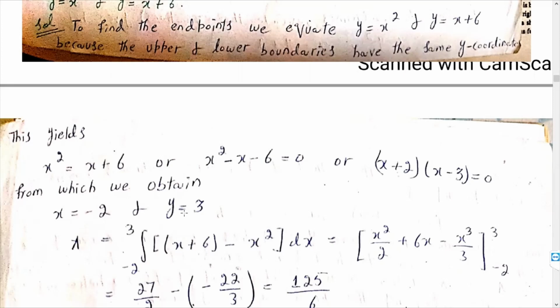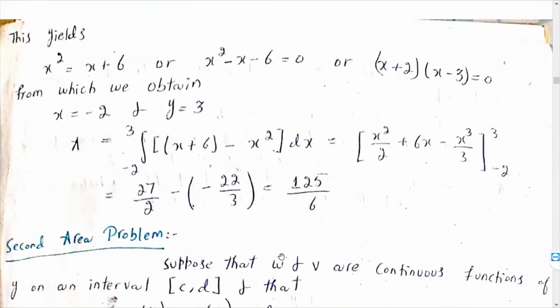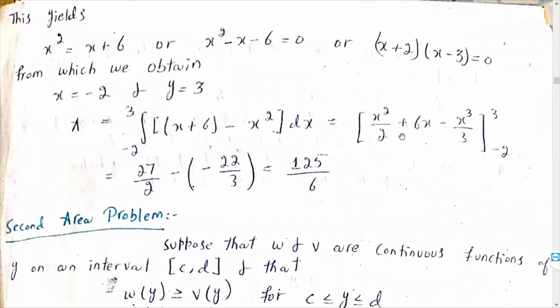What is the upper function? The upper function is x plus 6, as it is the equation of a line which is 6 units up, and this is the equation of a parabola. So this is the upper function, this is the lower function. So upper function minus lower function, you just integrate the expression. This is the answer of the expression after integration, and after applying the upper limit minus lower limit, I'm getting the area, which is 125 by 6.